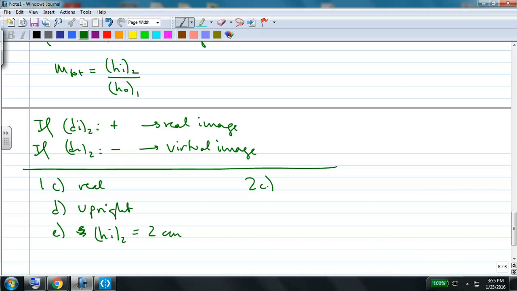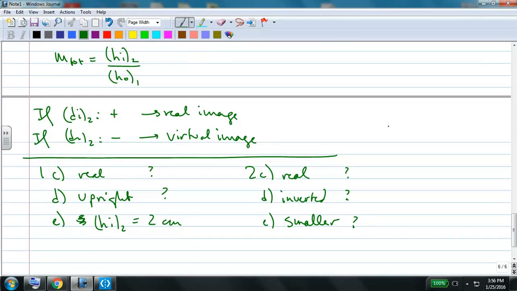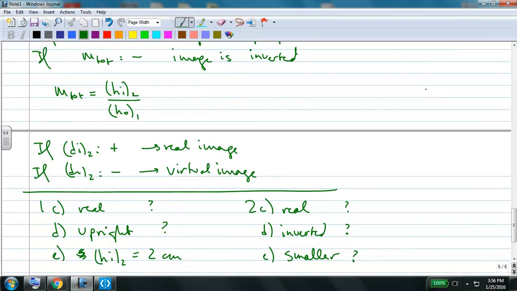2C is real. 2D is inverted. And 2E is smaller. All right, I want you to tell me why. Not literally, you're not going to hand it in or anything, but be able to tell me why in class, because please, I really hope I see you on Wednesday. This is getting a little crazy. Okay, I think that's it. End scene. If you want to know the answers to the other practice questions, let me know. I will do them out. Okay, that's it.